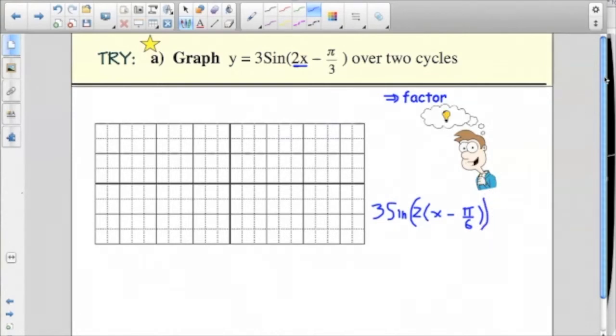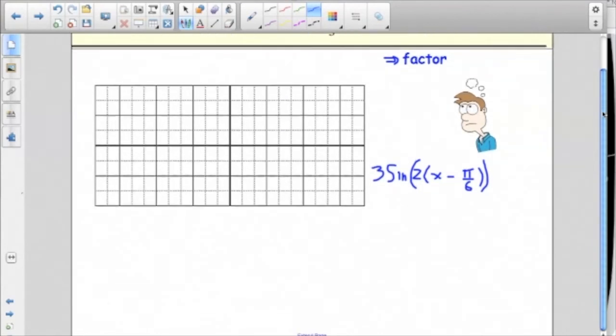Alright, so now we can graph it. Once we did our factoring, it's pretty straightforward. Alright, so let's get our ABCs going here. A is 3, B is 2, C, the phase shift, is right pi over 6, and our vertical displacement, our D, midline, is 0. Okay.